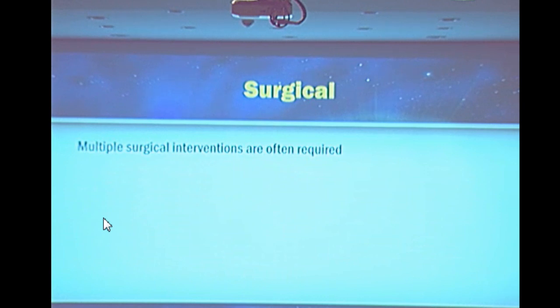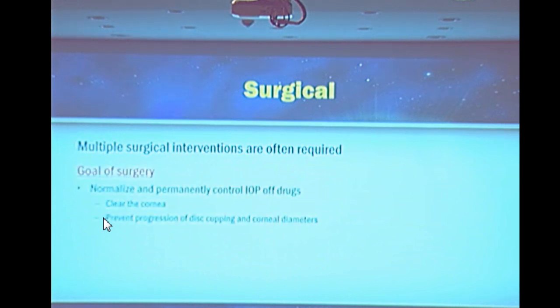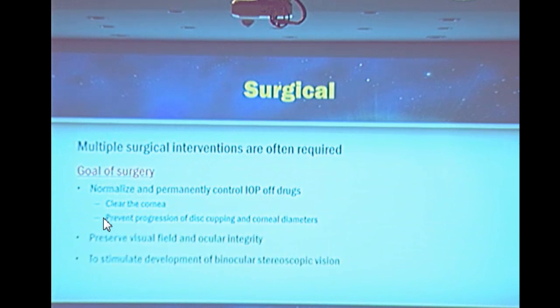In these cases, as I said, the definitive treatment is surgical. And you need to discuss with the parents that this disease might need more than one surgical intervention, so they should be aware and prepared for that. The goal of surgery, of course, is to normalize the pressure without medication, to clear the cornea, to prevent progression of the cupping, to preserve the visual field, and to give a chance for the normal development of visual acuity, or the visual system, in both eyes.